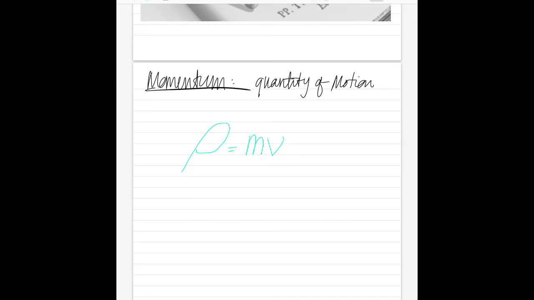Okay, so now mass is in kilograms, velocity is in meters per second. When you put these together, the unit for momentum is a kilogram meter per second. Now this one doesn't have a fancy name like Newtons for forces, but it is just kilogram meters per second. Okay. Let's move on to the law of conservation of momentum.